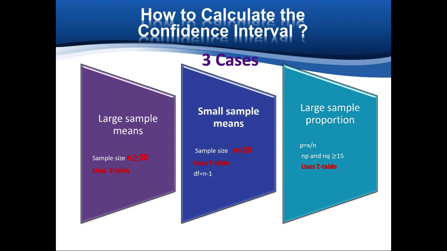Case 1. When the sample size is bigger or equal to 30, we consider it as large sample mean case, and we will use z-table. Case 2. When the sample size is smaller than 30, we consider it as a small sample mean case, and we will use another table, t-table. Case 3 is large proportion case, and we will use z-table. Now, let's see case by case.